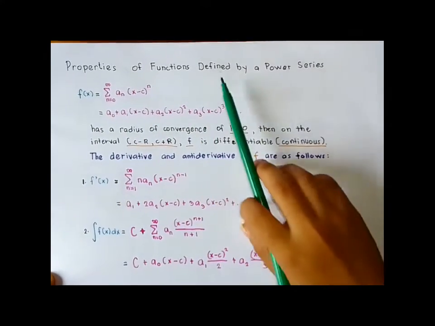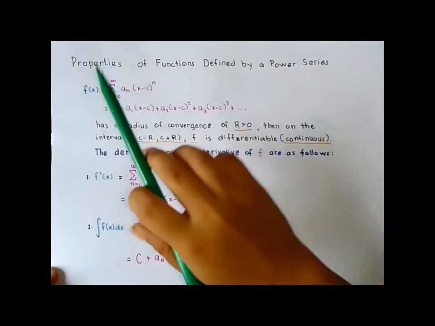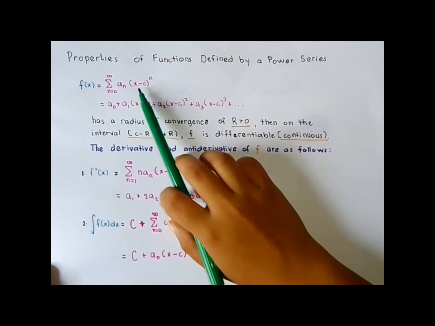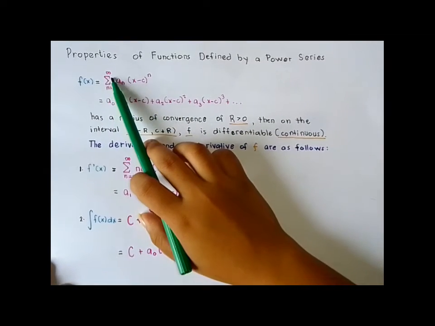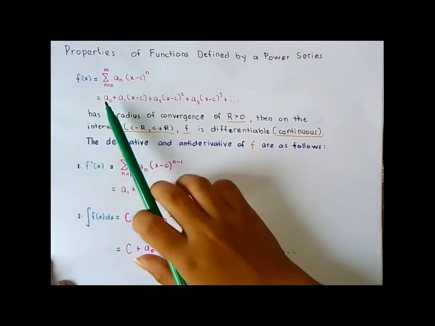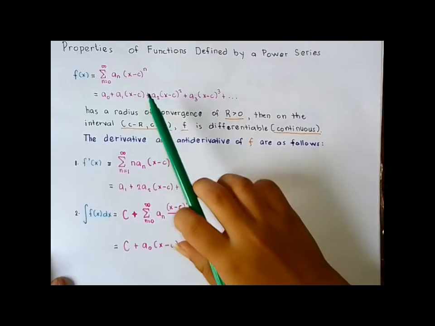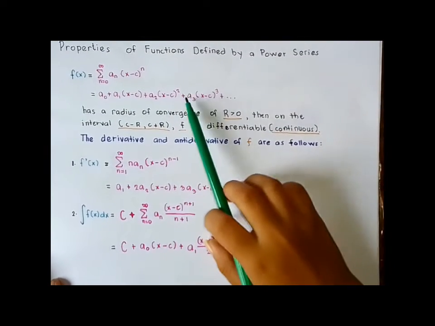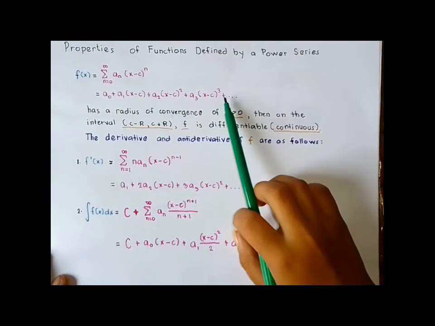Properties of functions defined by a power series. Then the function of a power series, f of x equals the sum of a_n times the quantity x minus c to the power of n as n equals 0 to infinity. Then applying chain rule to this power series, it becomes a sub 0 plus a1 times x minus c plus a sub 2 quantity x minus c squared plus a3 quantity x minus c to the power of 3 until infinity.